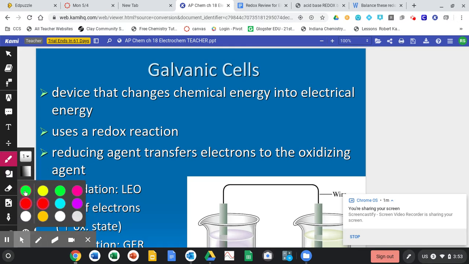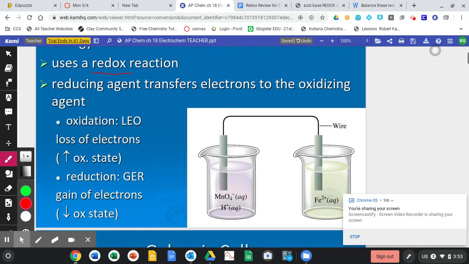So here we have the redox reaction, and we have the reducing agent. One of the things you're going to be asked to do is separate the difference between the anode and the cathode.